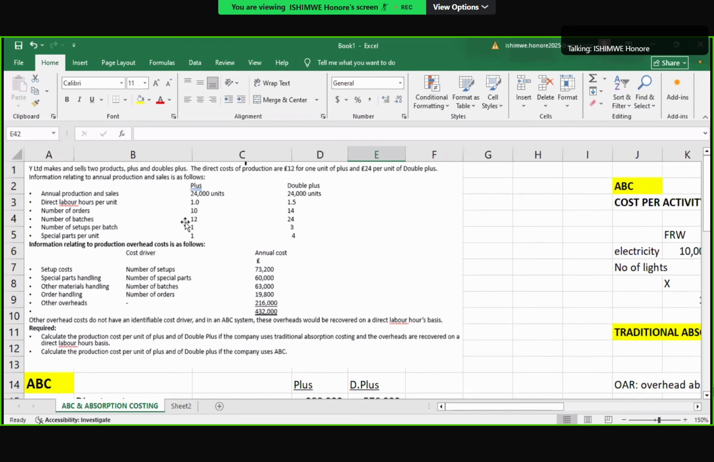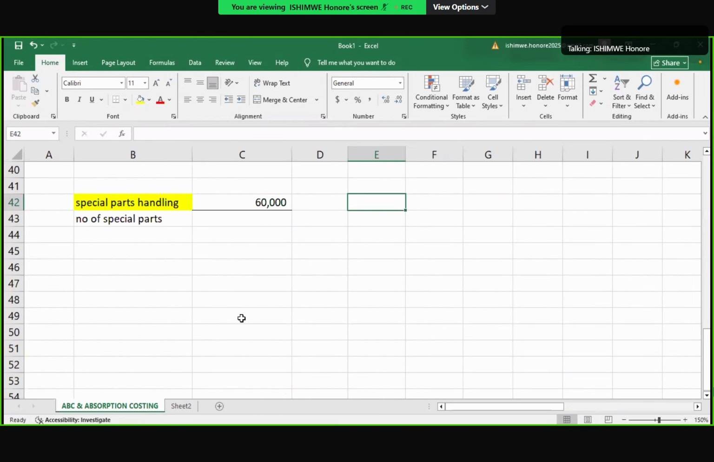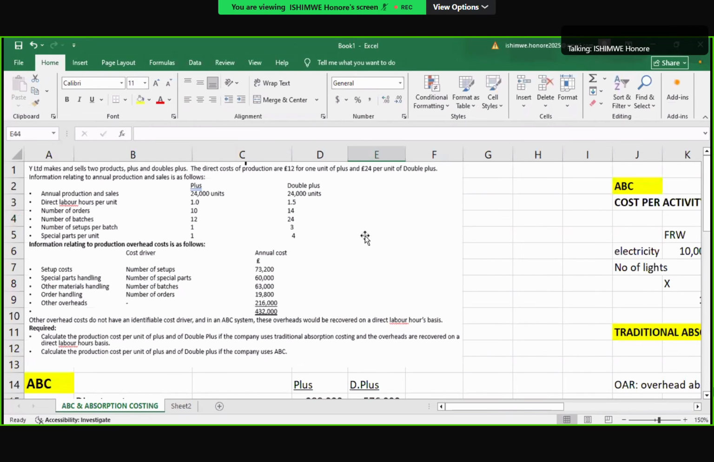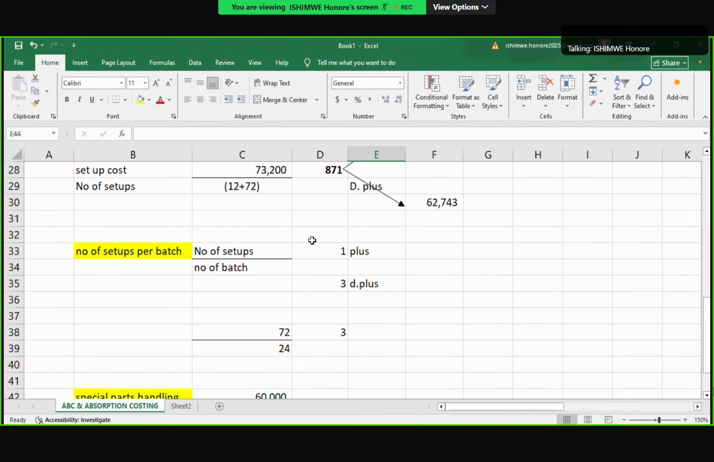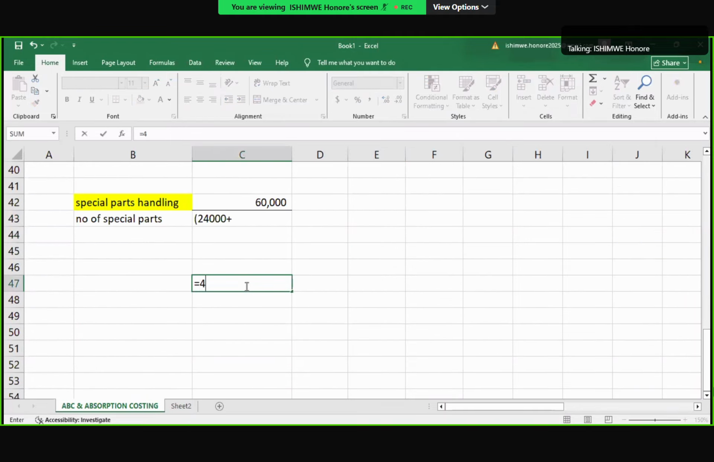So 1 times 24,000 is going to be 24,000. Then plus. What should go in double plus? The same story with this 4. They give special parts per unit, so I take this one times the number of units. So this will be 4 times 24,000. If we take 4 times 24,000 in your calculator, we'll have 96,000. This is 96,000.